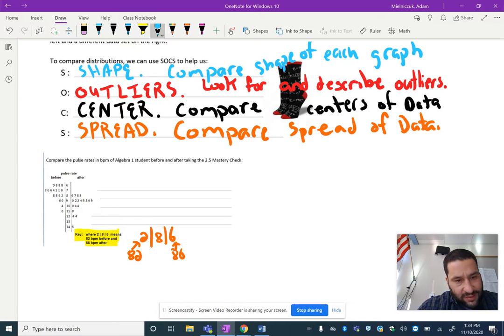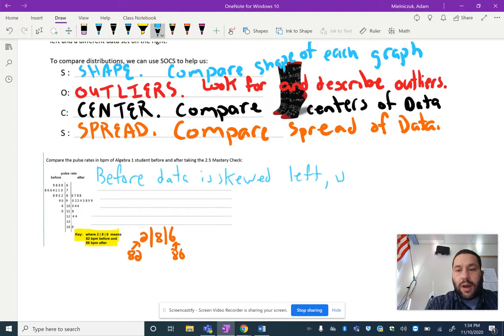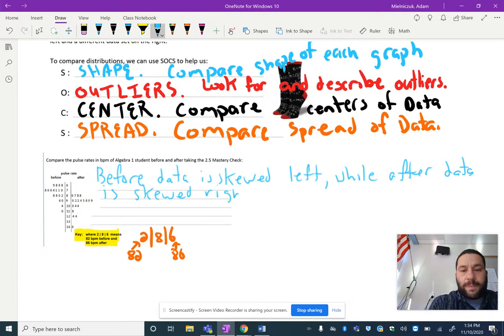What I can see here is that a majority of the data before has a lower pulse rate. It's almost like there's a tail to the left, whereas with the pulse rate after, there's a tail to the right. So I would say before data is skewed left, while after data is skewed right. That'd be the first thing I'd say.